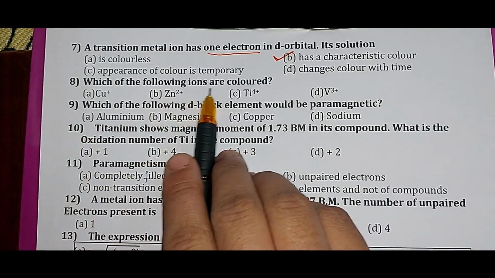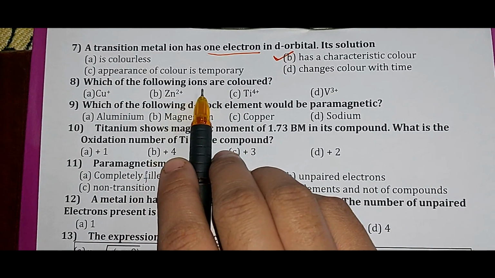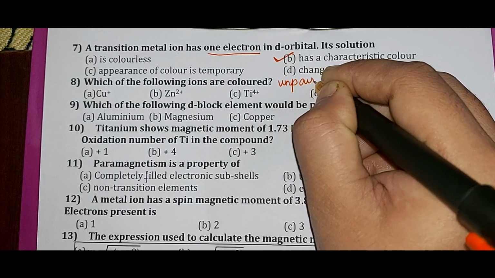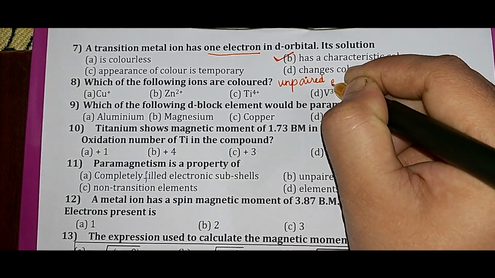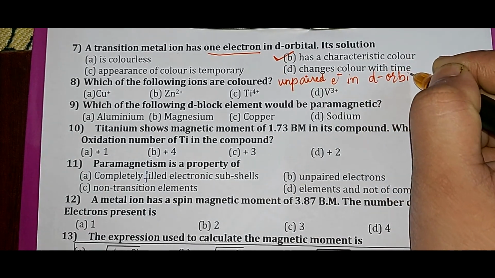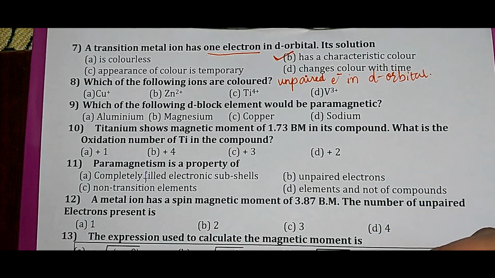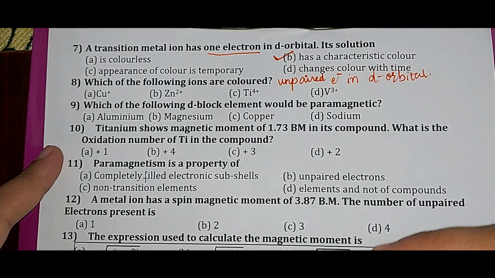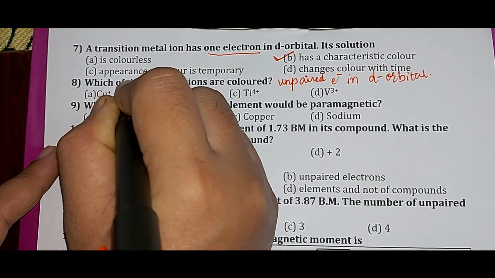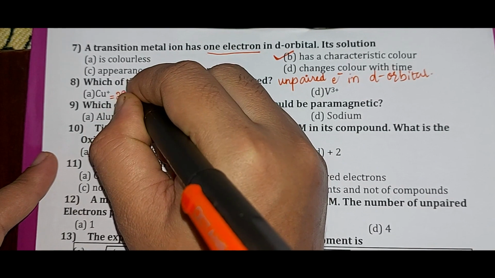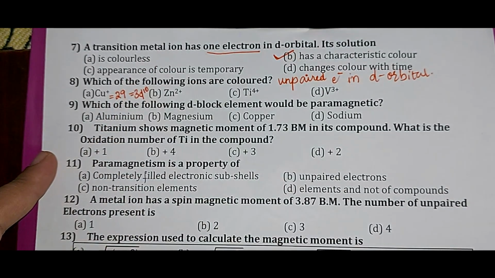Which of the following ions are colored? Among these, the one which is colored is the one which has an unpaired electron in d orbital, and as I have said earlier, to know which has an unpaired electron in d orbital, you should know the electronic configuration of the elements from atomic number 21 to 30 at least. If you consider copper, the atomic number of copper is 29. Its electronic configuration is 3d10 4s1. Now +1 indicates that one electron is removed, so its electronic configuration becomes 3d.